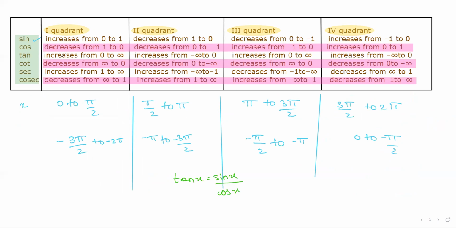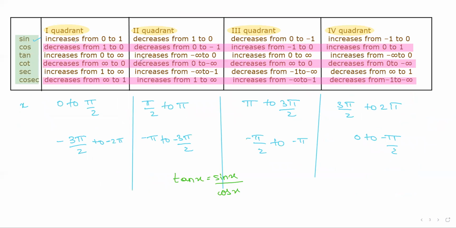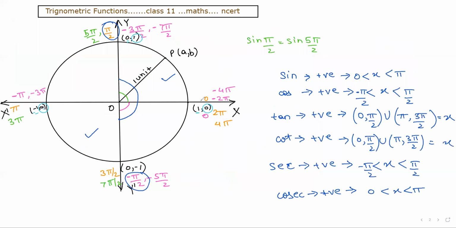As x increases, the tan x increases from 0 to infinity first. Here you have 0, here you have infinity. It increases from 0 to infinity. Then it further increases from minus infinity to 0, increases from 0 to infinity, and then increases from minus infinity to 0. In the first quadrant, tan x increases from 0 to infinity.